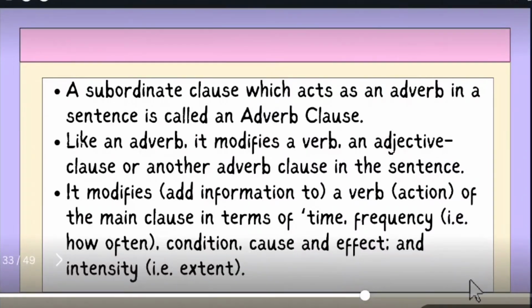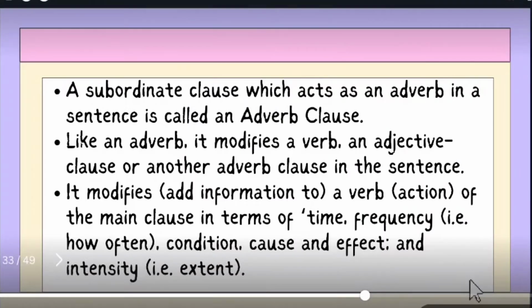An adverb clause is a subordinate clause, that is a clause having a subject and a verb plus a subordinating conjunction which acts as an adverb. So a subordinate or dependent clause which acts as an adverb in a sentence is called an adverb clause. And like an adverb, it modifies or describes the action, or it can also describe the adjective clause, another verb clause in the sentence.